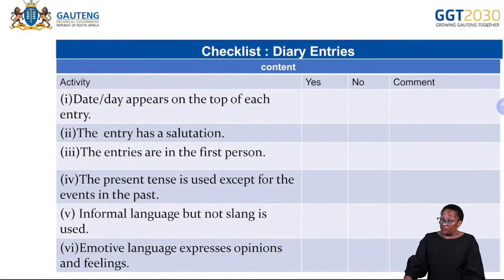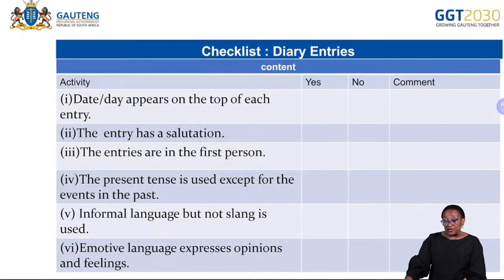The entries are in the first person. You also check against that. The present tense is used except for the events in the past. That has to be checked as well. Informal language but not slang is used. So you check if you have not used slang. If you have, that has to be underlined and put in the comment section.